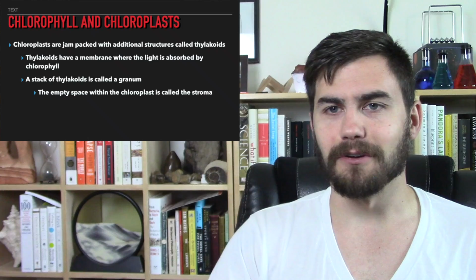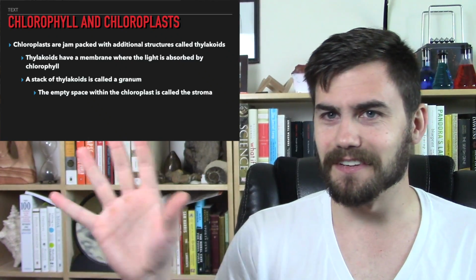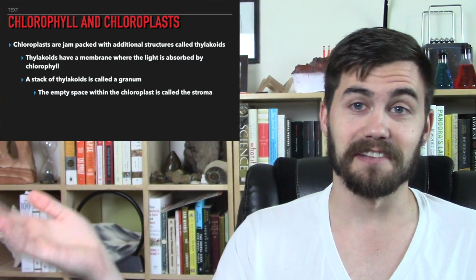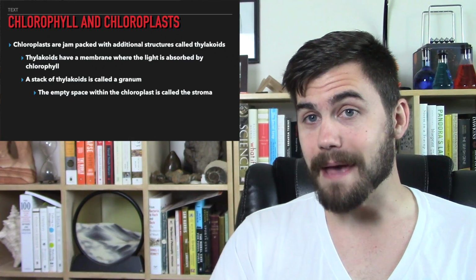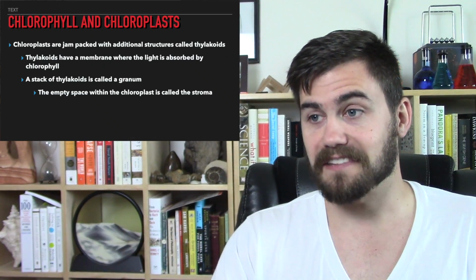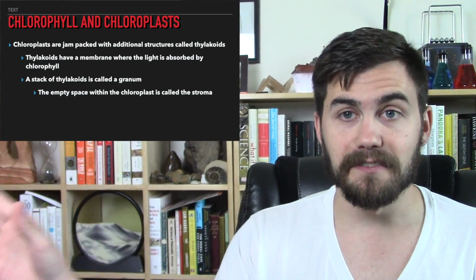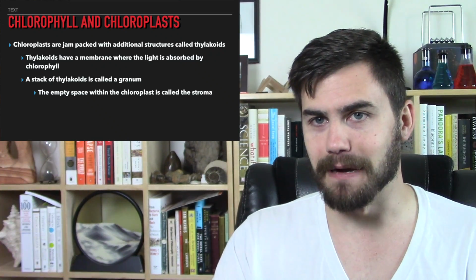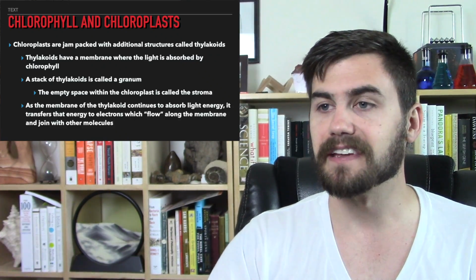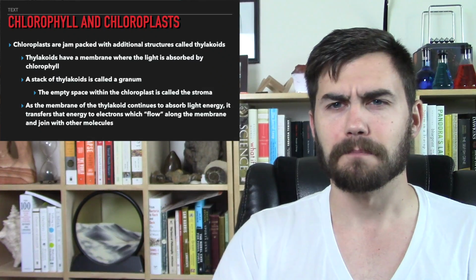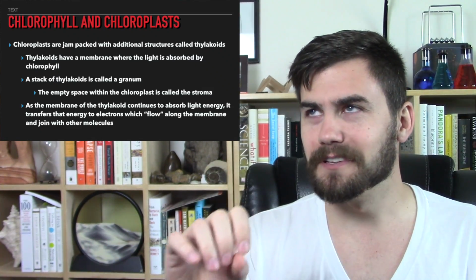A stack of thylakoids is called a granum. Not terribly interested in that, it's just some vocabulary. But there's also empty space within the chloroplast. That's called the stroma, and that is where the second half, we can sort of call it, of photosynthesis takes place. So, a little preview.